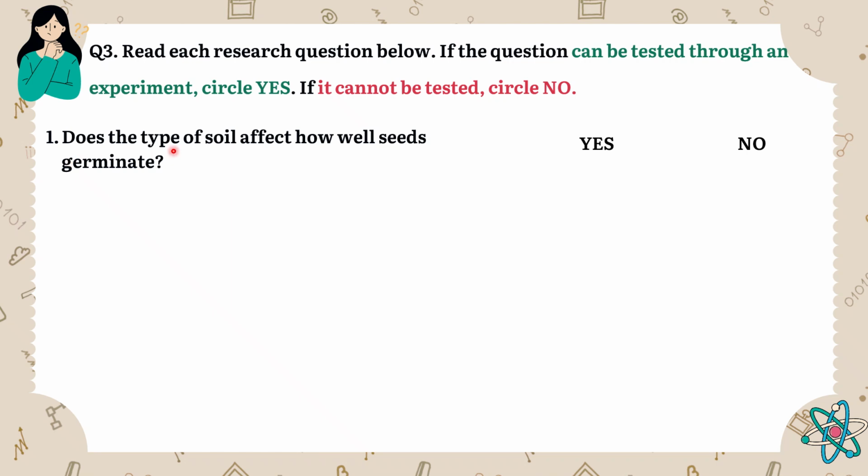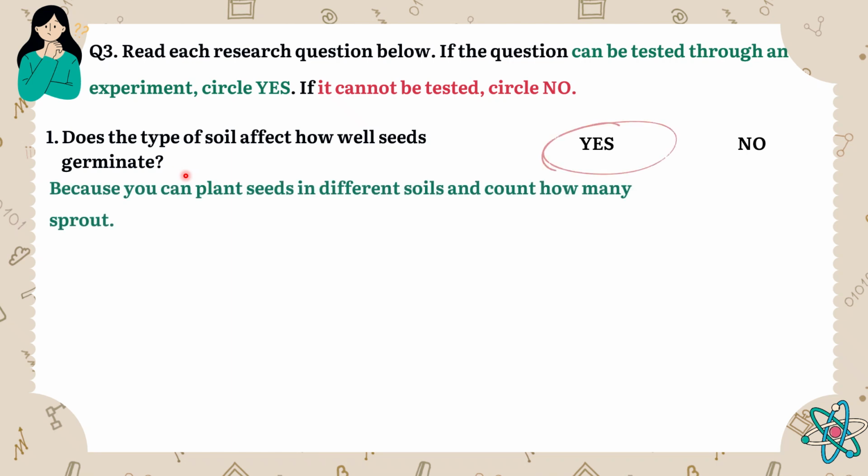Now, how will we conduct this experiment? Well, for this experiment, we will be taking different pots in which we will be putting different types of soil, and we will be taking the same plant. Now, keeping these particular conditions, we will be able to conduct this experiment. So hence we can say that yes, this question can be tested. And here is the reason why: because you can plant seeds in different soils and count how many sprouts.